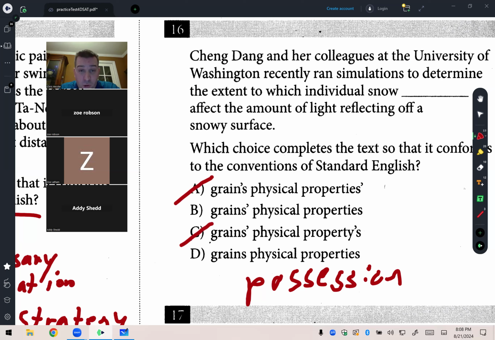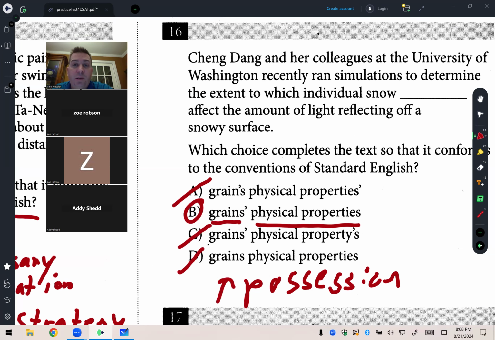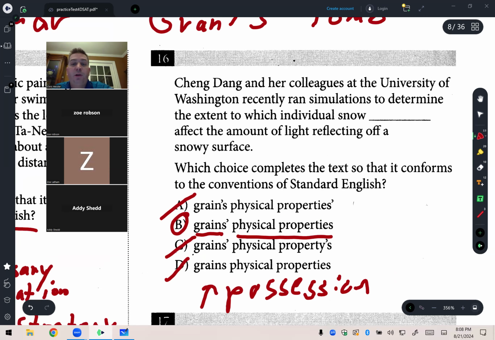Okay. So do we need an apostrophe after grains so that grains has possession of physical properties? Or is it just D, no possession anywhere? Well, we do have possession. It was B. Many grains are possessing something. Many grains are possessing physical properties. And when we read the corrected version in there, it makes sense.